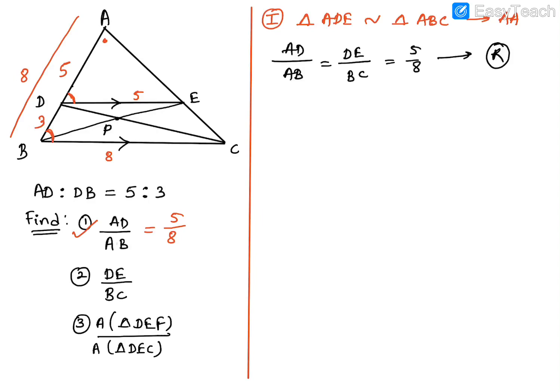Okay. So this is the second part we are done, that DE upon BC is equal to 5 upon 8. Now you need to prove one more set of triangles similar. Now the second set of similar triangles are what?